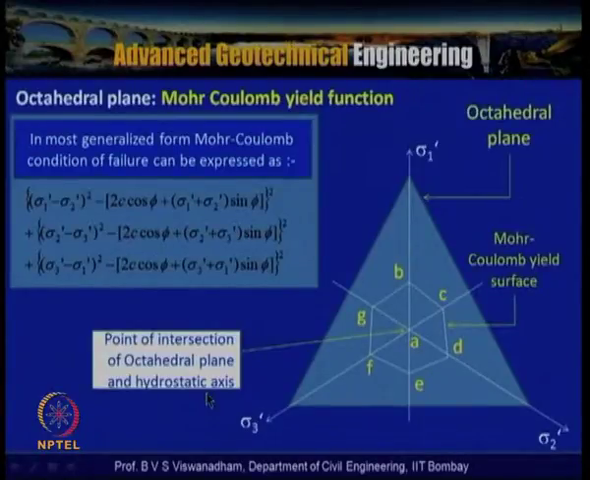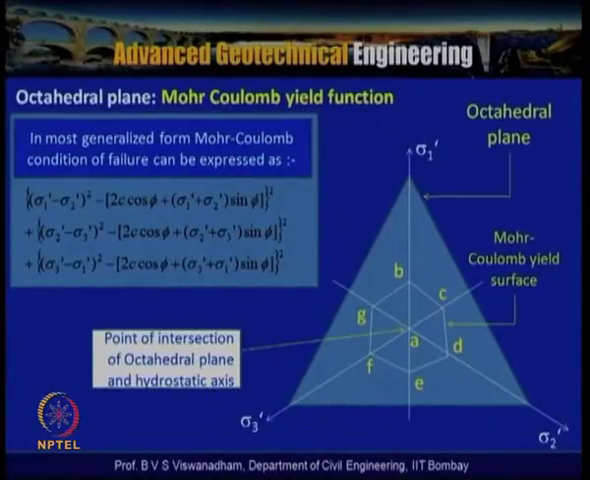So, from the Mohr Coulomb yield function, the most generalized form of the Mohr Coulomb condition of failure can be expressed as: sigma 1 dash minus sigma 2 dash whole square minus 2 c cos phi plus sigma 1 dash plus sigma 2 dash sin phi dash whole square, plus sigma 2 dash minus sigma 3 dash whole square minus 2 c cos phi plus sigma 2 dash plus sigma 3 dash sin phi whole square, plus sigma 3 dash minus sigma 1 dash whole square minus 2 c cos phi plus sigma 3 dash plus sigma 1 dash sin phi whole square.